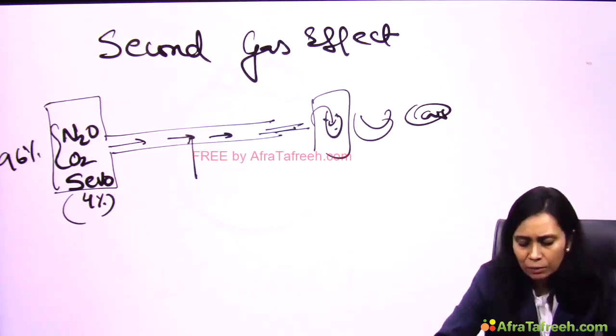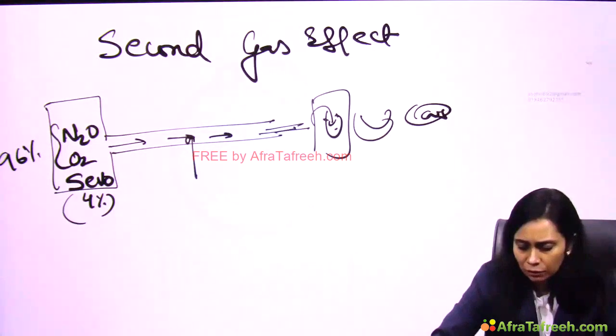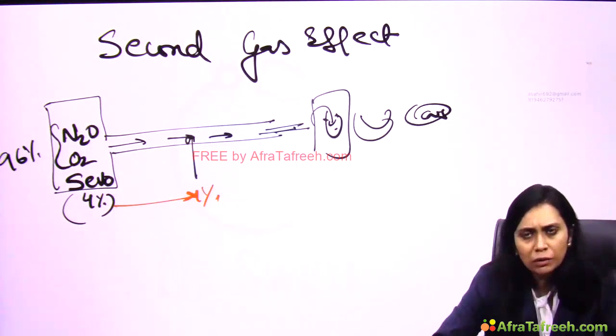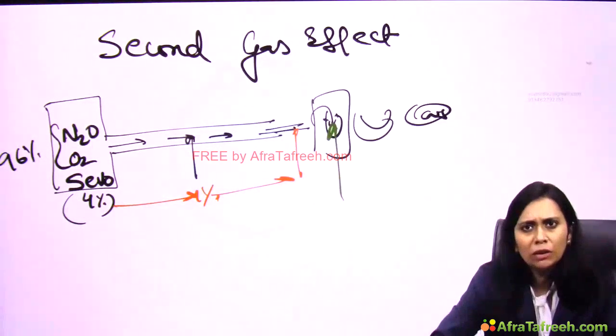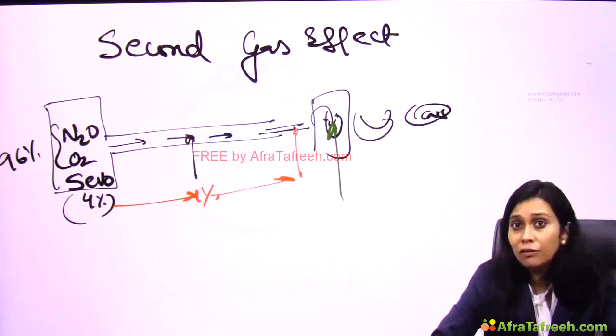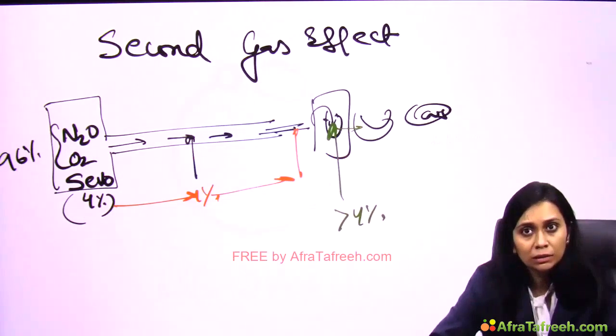If I take out a sample of gas from the airway, what should be the sevoflurane concentration? What I am giving from outside, that is 4%. And if I take out a sample of gas from the alveoli, what should be the concentration of sevoflurane? Definitely either 4% or less because it will be taken up in the blood. But it is more than 4%, a little more than 4%, 5%, 6%, but more than 4%.